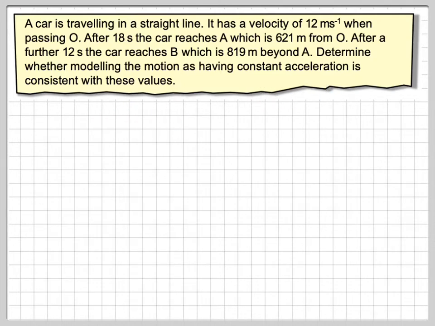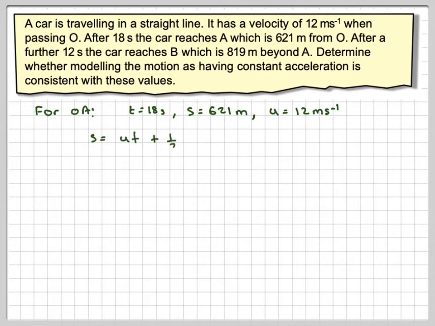Okay, so basically what we're going to do is try to find the acceleration in both cases, and if they're fairly close to each other, then we could say using modelling with constant acceleration would be consistent. So for OA, we've got t is 18, s is 621, and u is 12 metres per second.